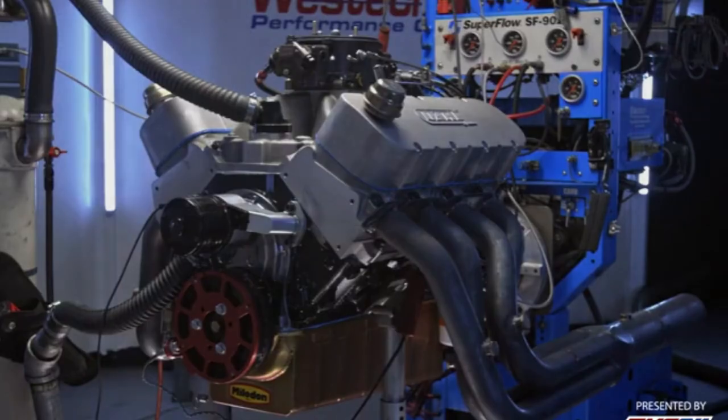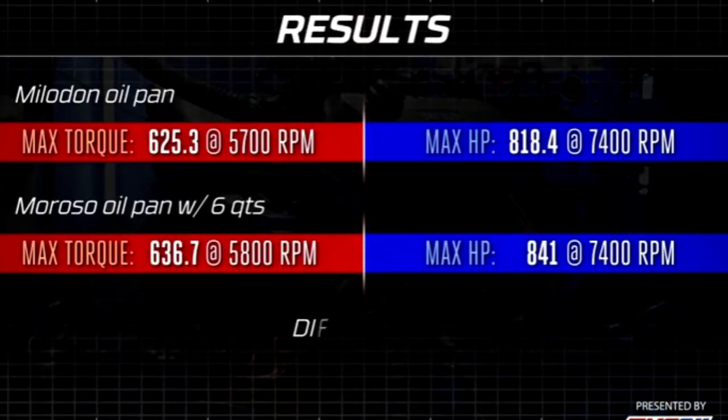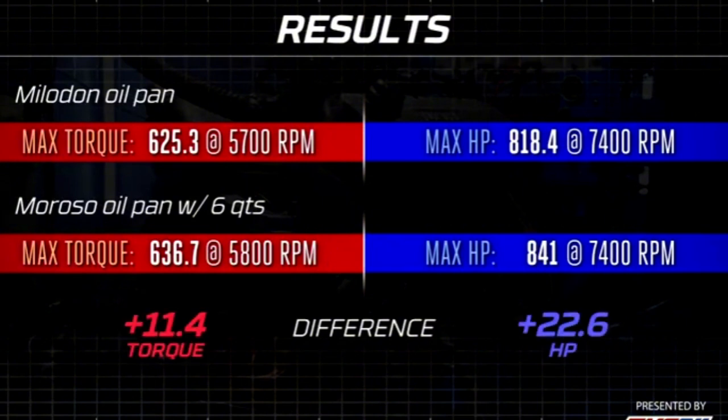Awesome. Let's look at our numbers. Well, we got power too. We still got to look at pressure, but oh yeah, forget oil pressure. I don't care who needs that oil pressure when you got this much power, right? So check this out. We just made 841 horsepower at 7,400 RPM and 636.7 pound-feet of torque at 5,800.